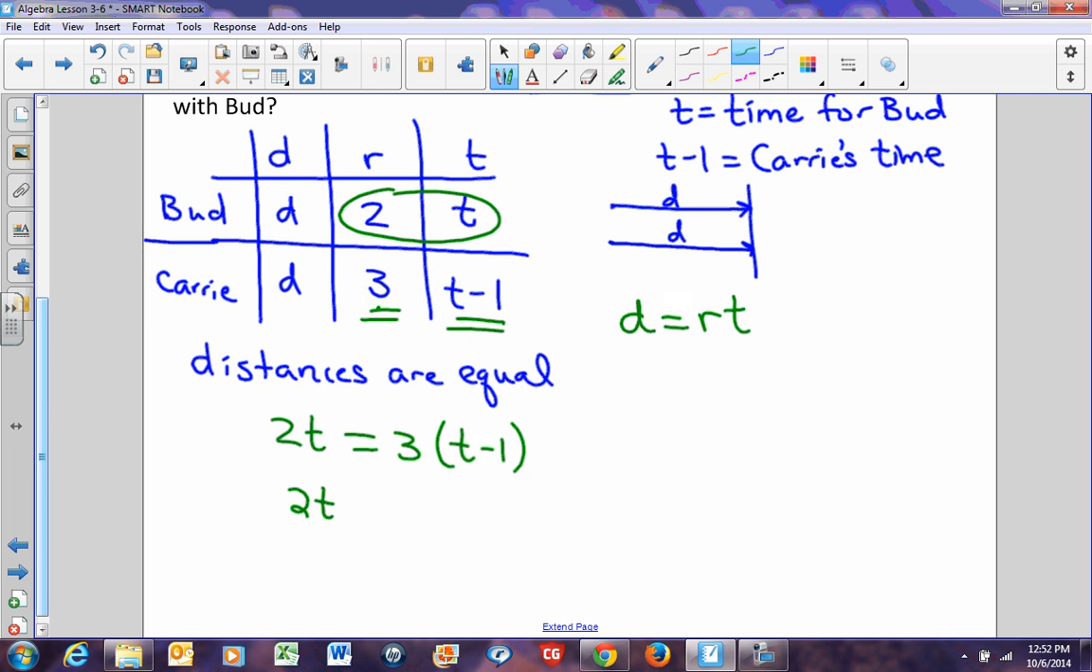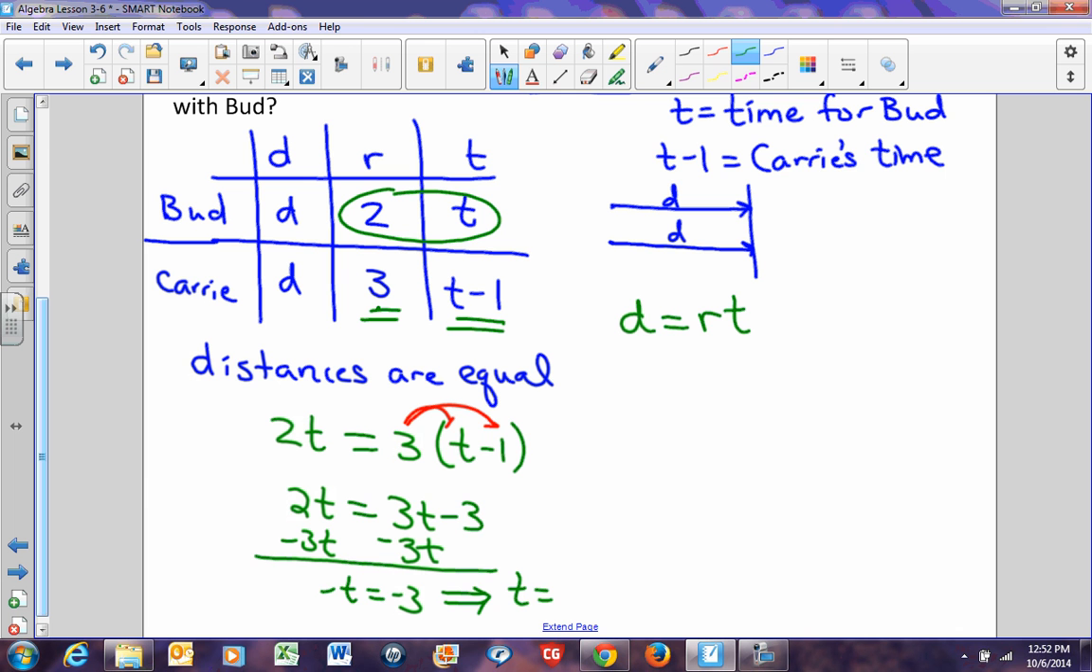So 2t equals, don't forget to distribute, 3t minus 3. I'm going to move the 3t over, so I'll subtract 3t from both sides. And I will get negative t equals negative 3, but I don't want negative time. Multiply both sides of the equation by negative 1, I get t equals 3.